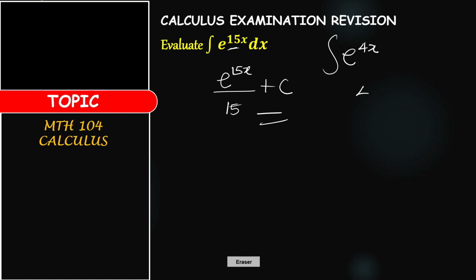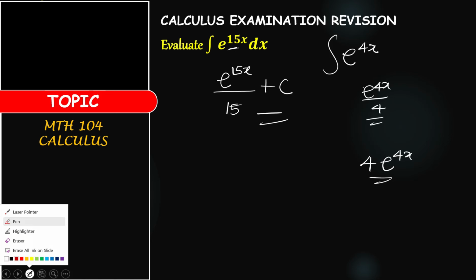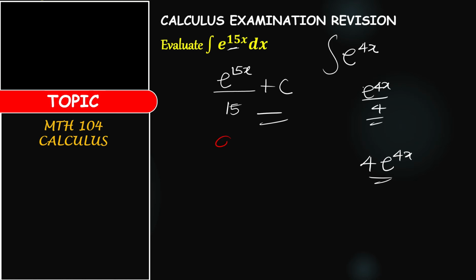E raised to the power of 4s divided by 4. However, if it is differentiation, it will be 4e raised to the power of 4s. The difference is one is multiplying, the other one is dividing. Is that okay? Exactly. So that is the correct answer to that question, and that is option A for this particular question.